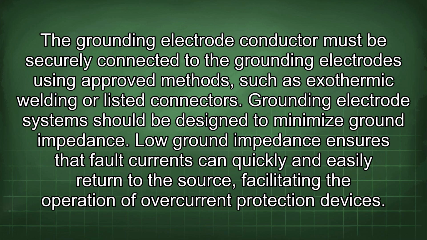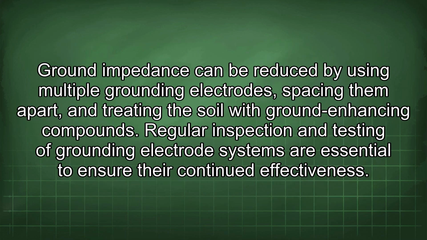Low ground impedance ensures that fault currents can quickly and easily return to the source, facilitating the operation of overcurrent protection devices. Ground impedance can be reduced by using multiple grounding electrodes, spacing them apart, and treating the soil with ground-enhancing compounds. Regular inspection and testing of grounding electrode systems are essential to ensure their continued effectiveness.